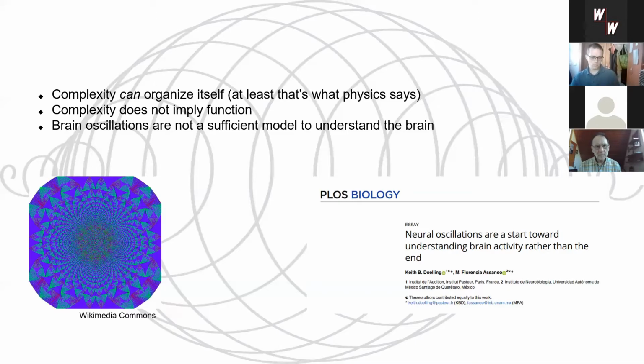And also, even if we could explain brain oscillations all the way bottom up from first principles, they are still not a sufficient model to understand the brain. I found it funny that just last week or two weeks ago, this paper came out, Neural Oscillations Are a Start Toward Understanding Brain Activity Rather Than the End. And now for the rest of my talk, I want to show you two examples why neural oscillations are insufficient for understanding brain activity.